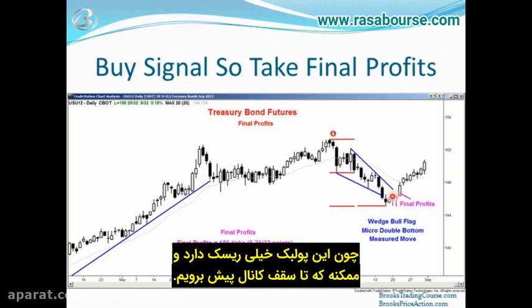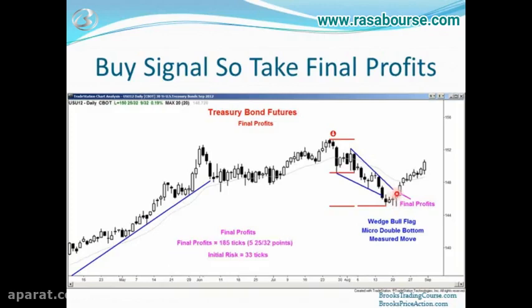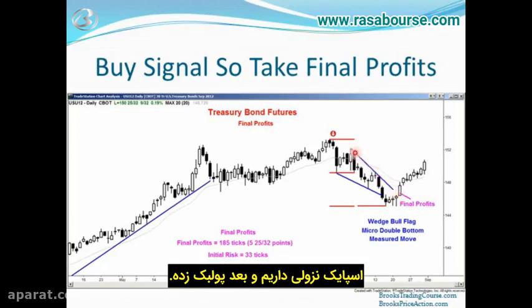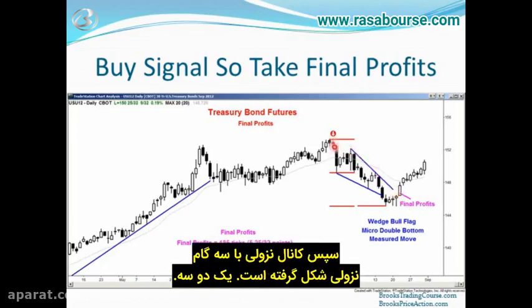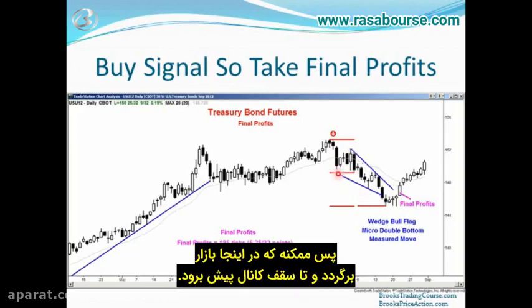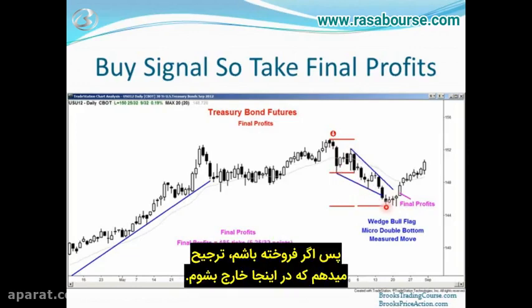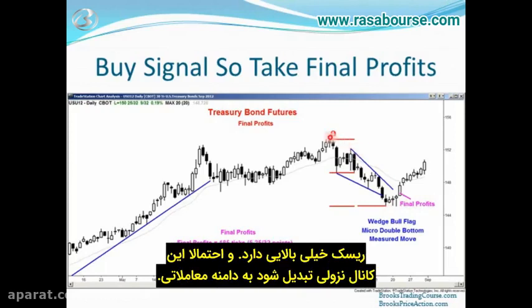Too much risk of a pullback, maybe to the top of the channel. We have a spike down, a pullback, and a bear channel with 3 pushes down. 1, 2, 3. So we may have a rally back up to the top of the channel. So if I took shorts, I personally would get out. Too much risk that the channel down will transition into a trading range.